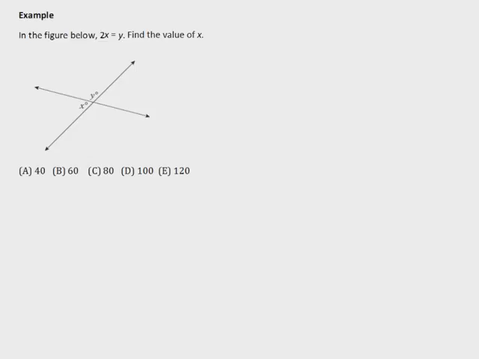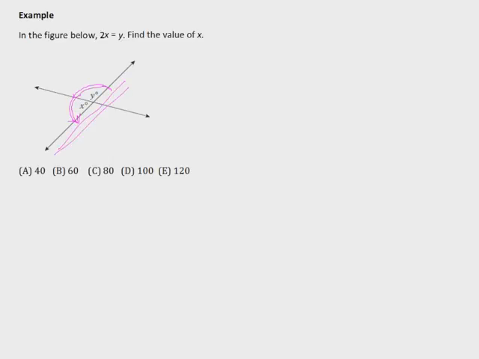Let's work out a problem. In the figure below, 2x is equal to y. Find the value of x. So what can you say about x and y? If I go y degrees and then from there I go another x degrees, how many degrees have I covered? So I've covered 180 degrees because I've finally done a straight line.